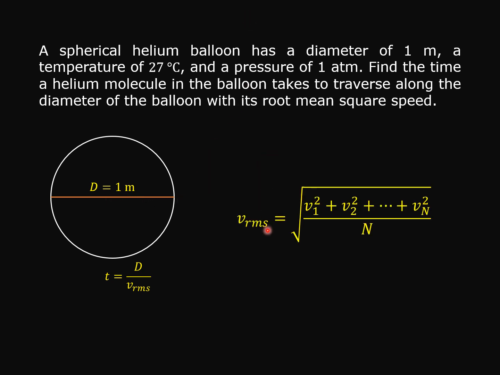Important reminder for these questions. The VRMS, or the root mean square speed, is an average concept. To find this VRMS, we use this formula. From this formula, we can know that the value of the VRMS is not necessarily the same as the speeds of the individual particles in the balloon.